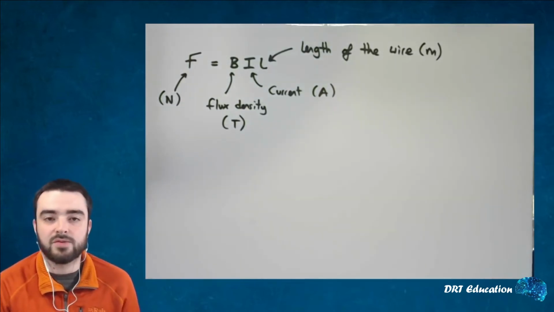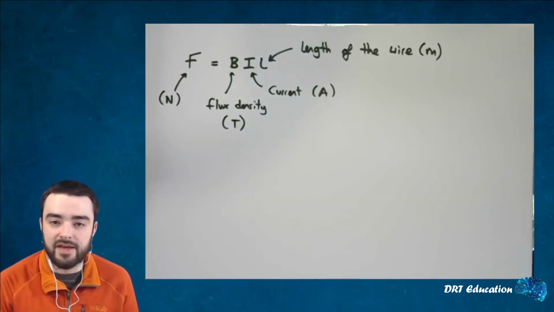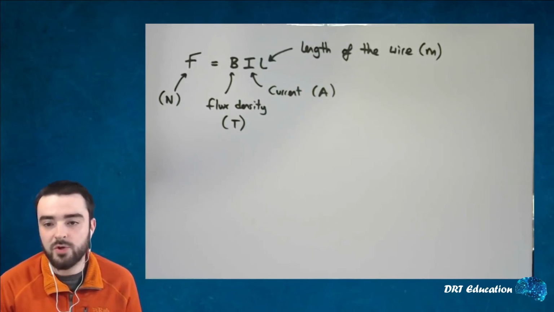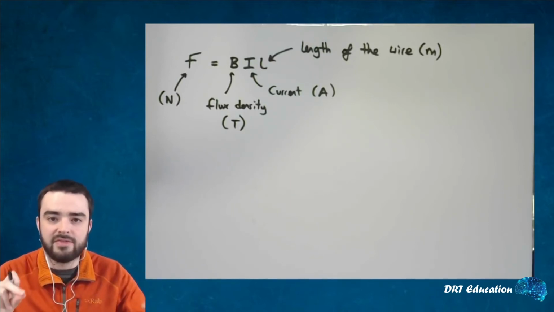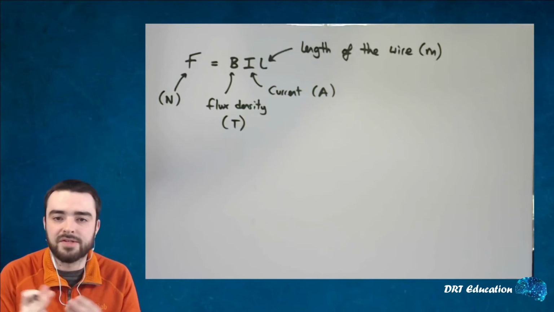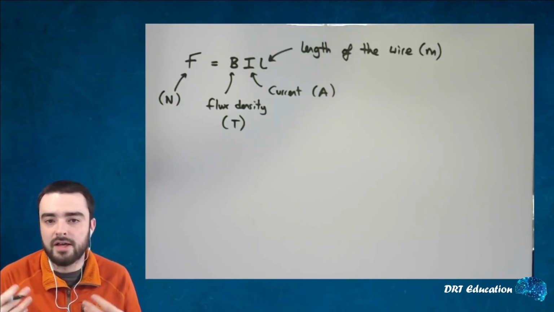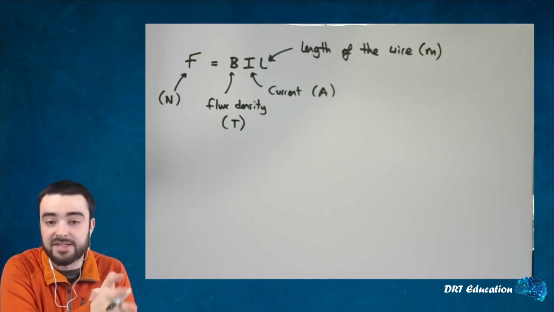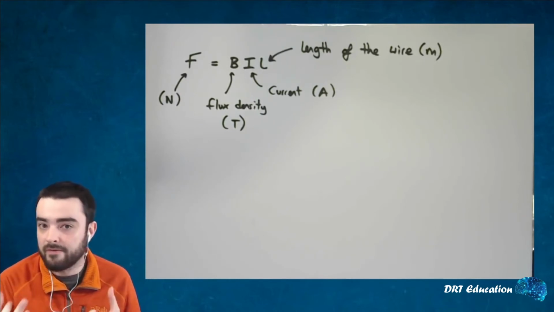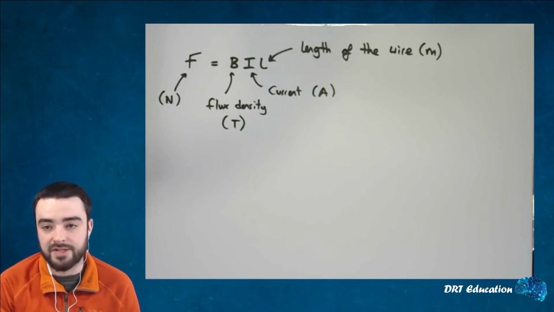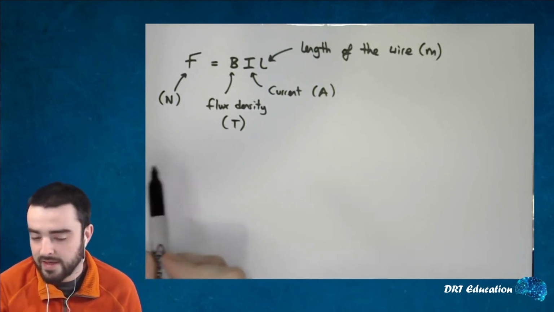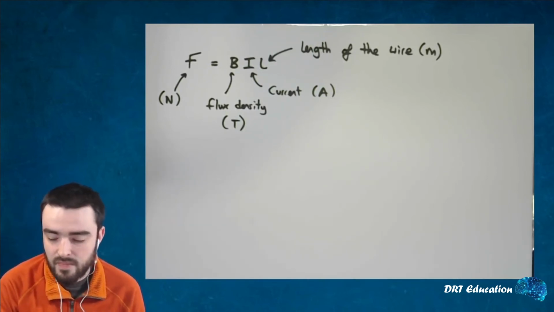It should hopefully make sense why length of wire is in there, because we're talking about the force on a complete wire, and so the force is going to be greater if more of the wire is in the magnetic field, because there's more interaction going on. There are more cross-cutting sections, so if flux density is being magnified over a length, then it's going to be a greater force. Okay, so this is our equation.